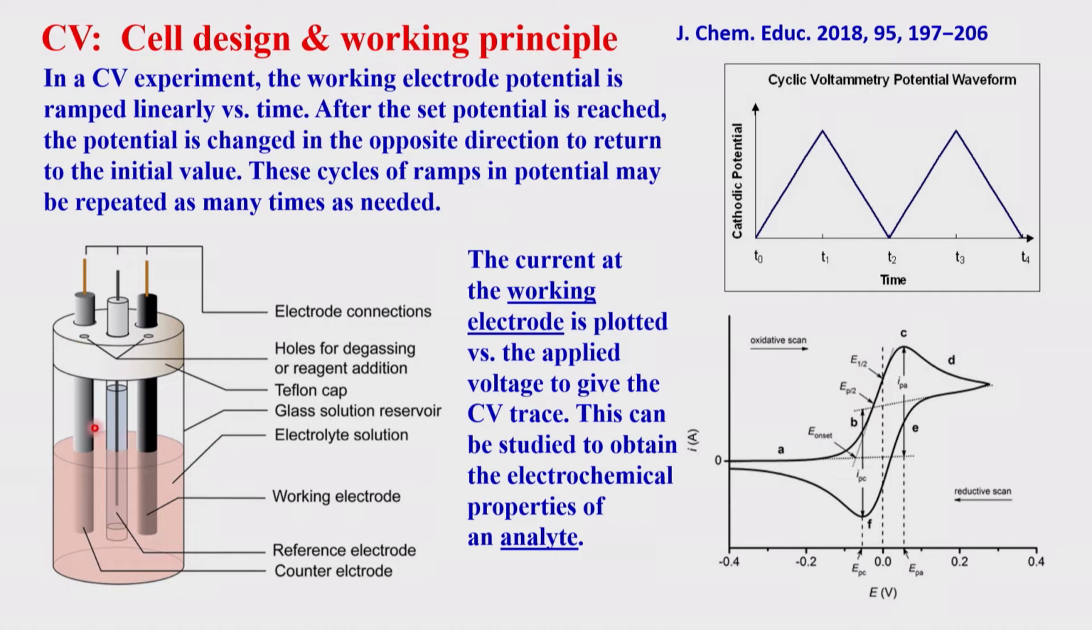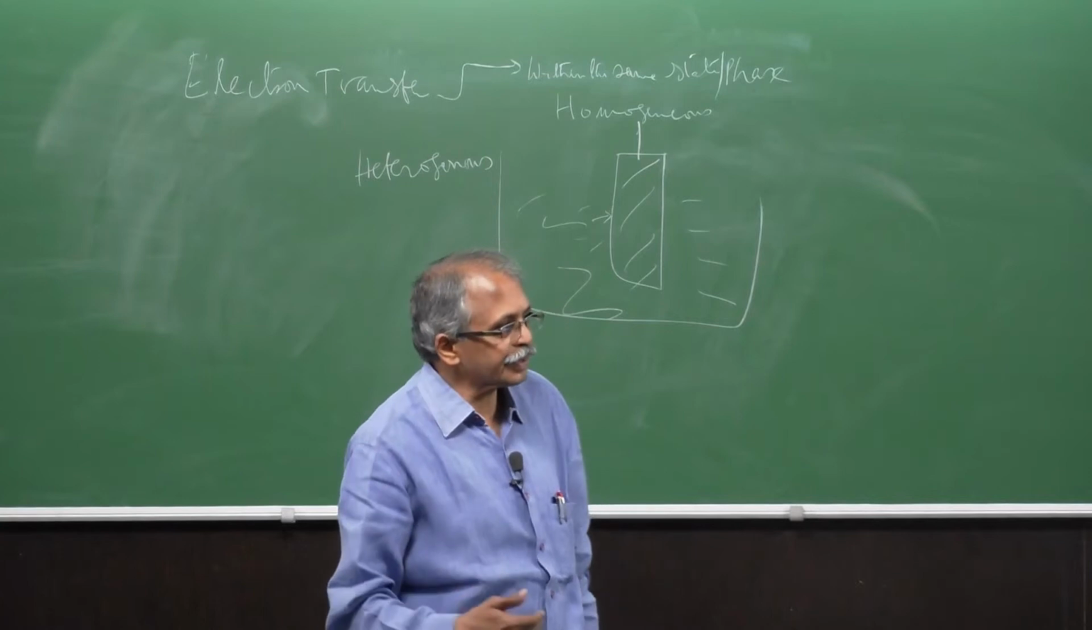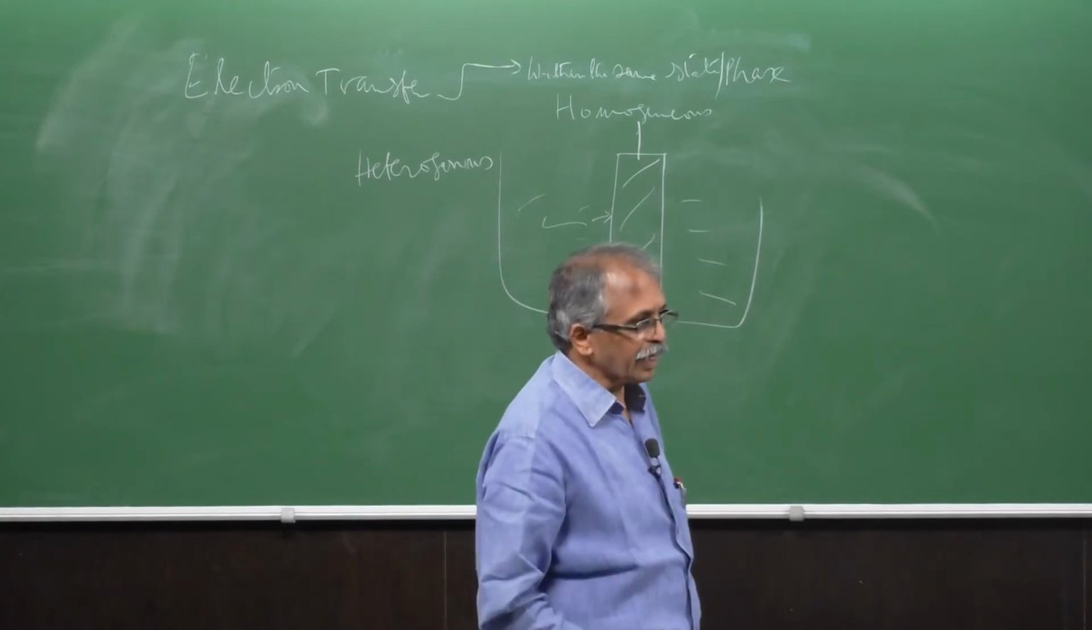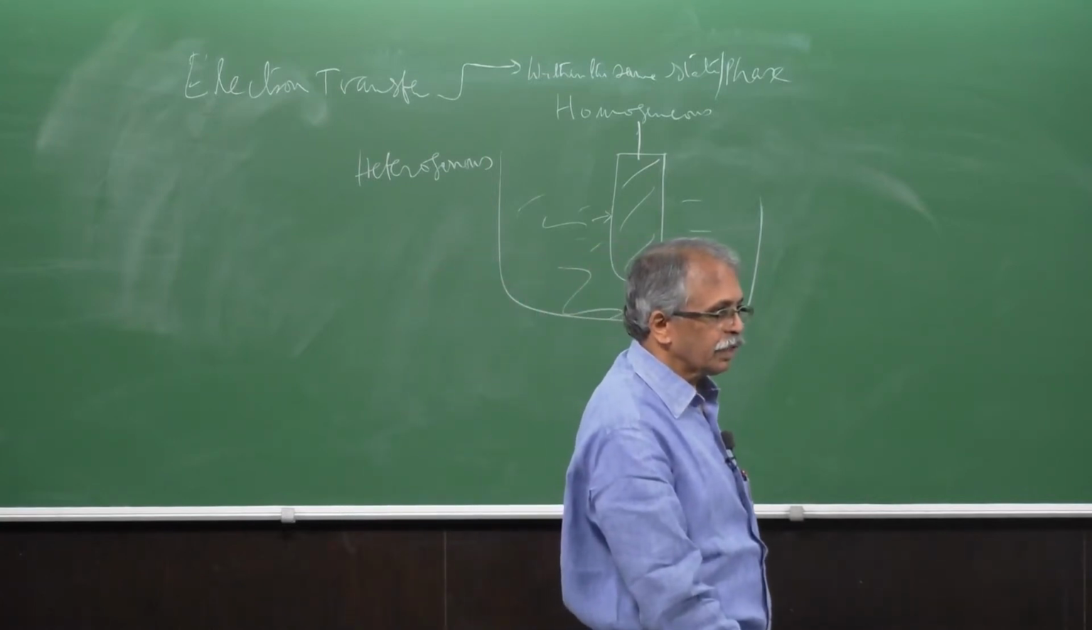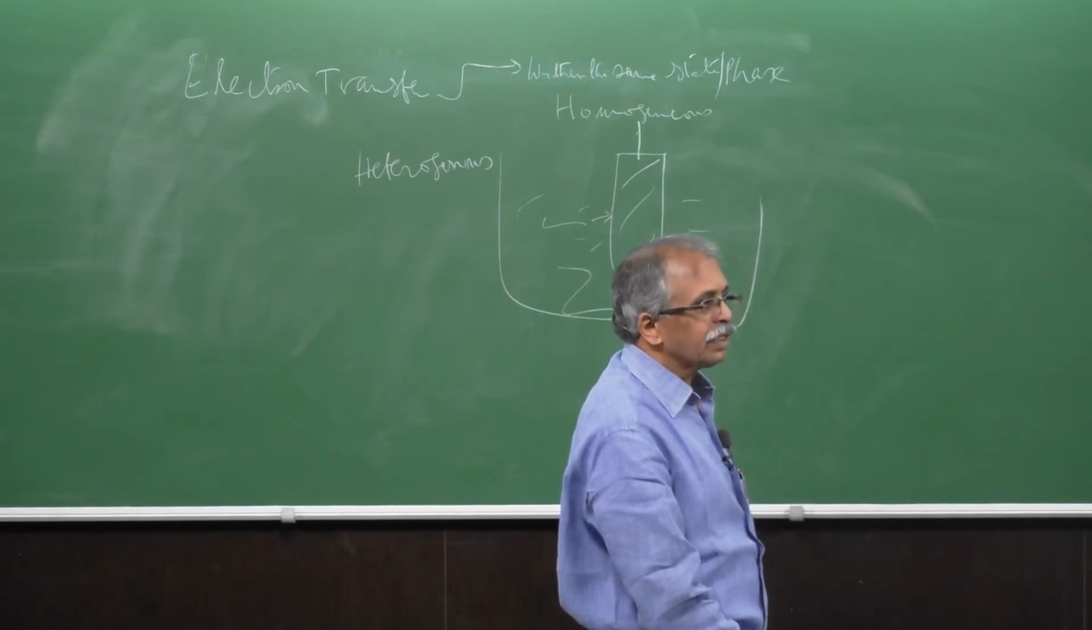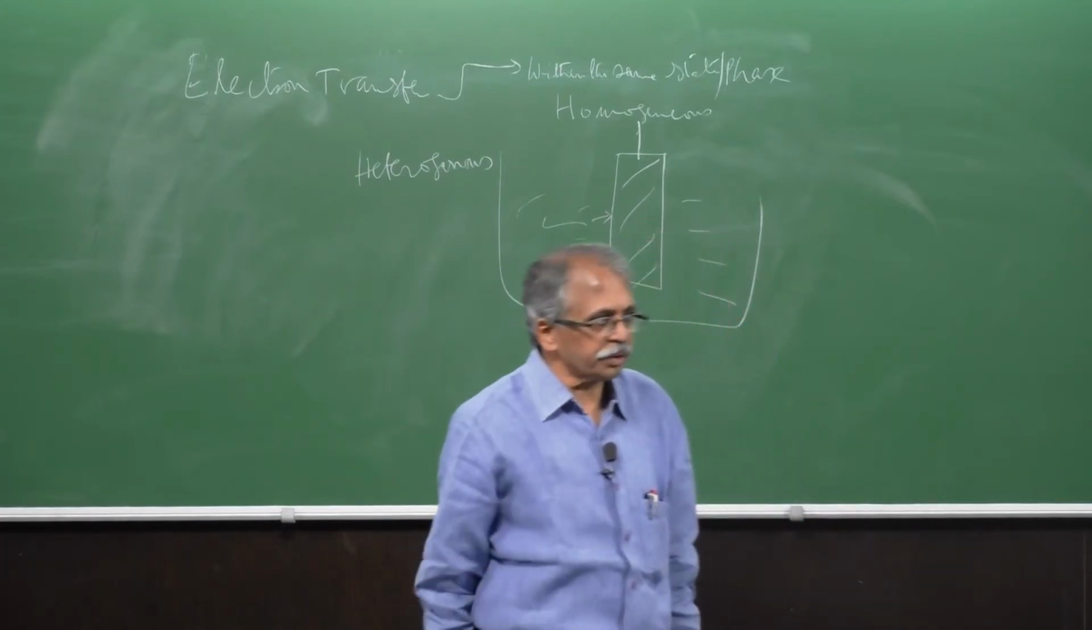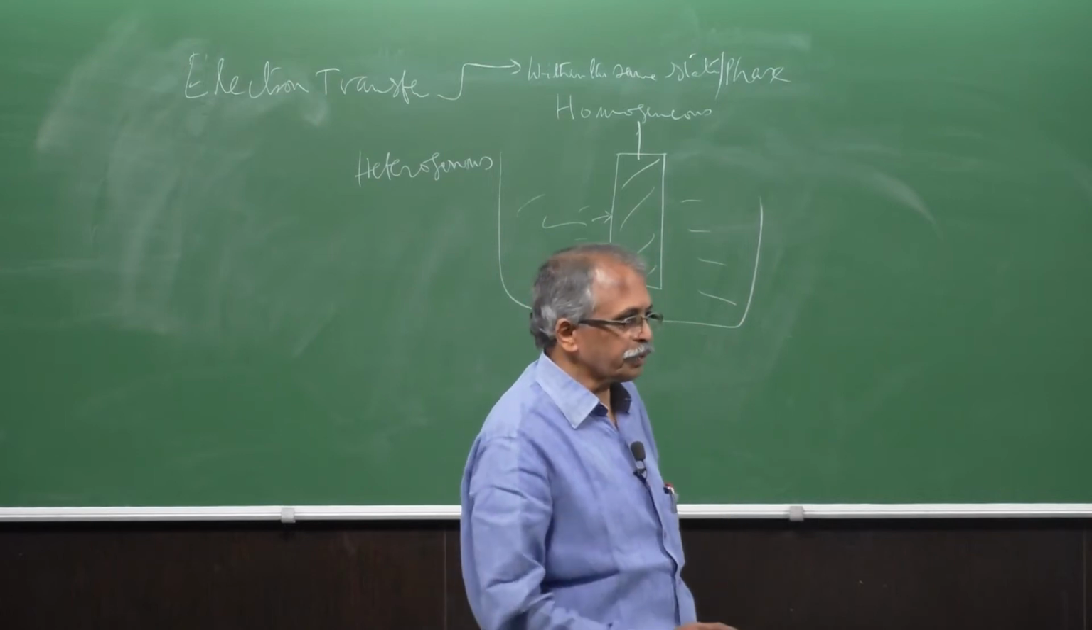And then you have your solution, and sometimes you want to pass some nitrogen gas or other gases for inert purposes, for reaction purposes, so that you have some other facility to connect with that. And these electrodes are connected to the circuit. Okay, we don't need to know the circuit part of it.